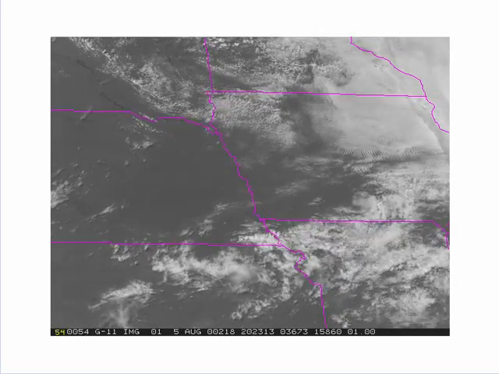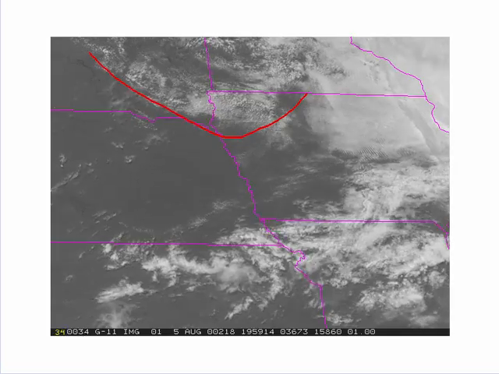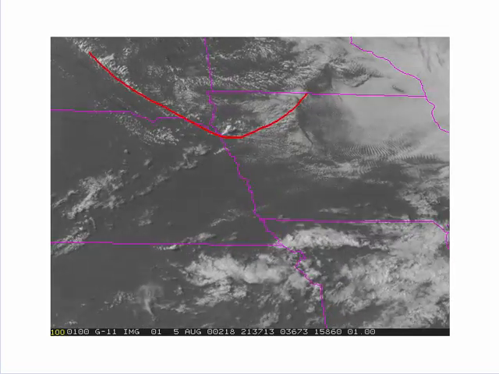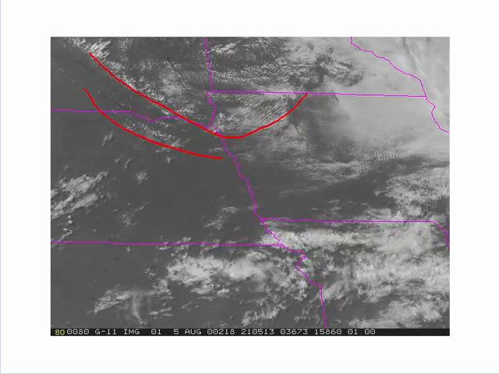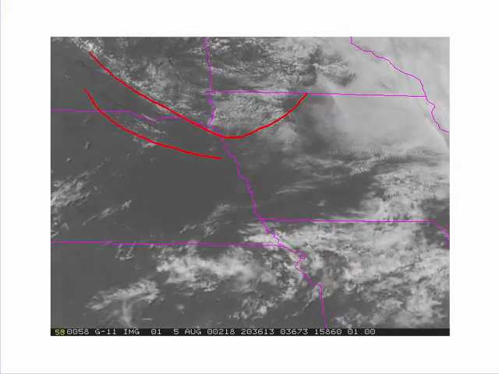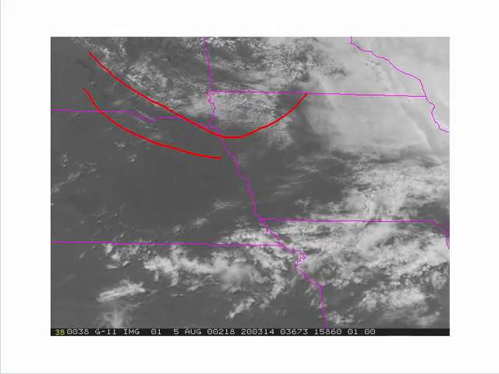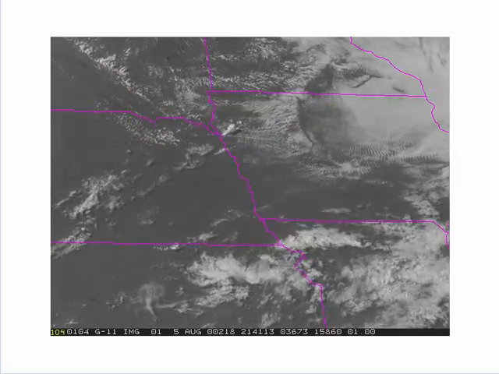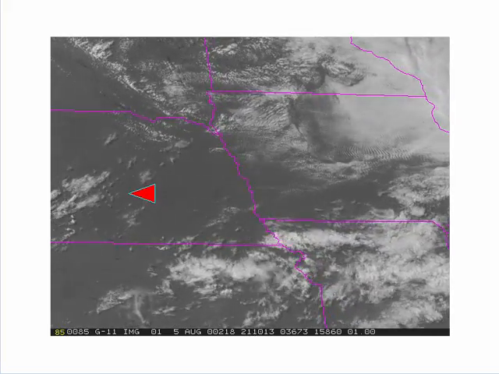And here's that low-level convergence boundary that we had been concerned about moving towards the southeast into our warm sector. And we can also see another boundary just south of that. It shows up a little better as afternoon heating ensues here. And we can see convective initiation occurring. Also note these mid-level clouds that we had been concerned about associated with the shortwave.